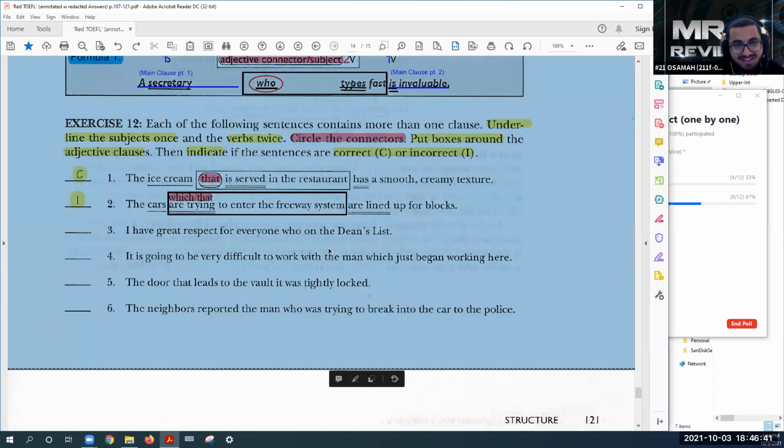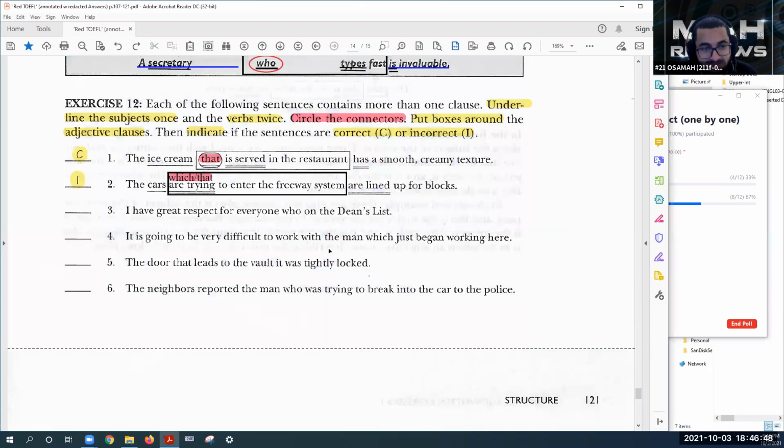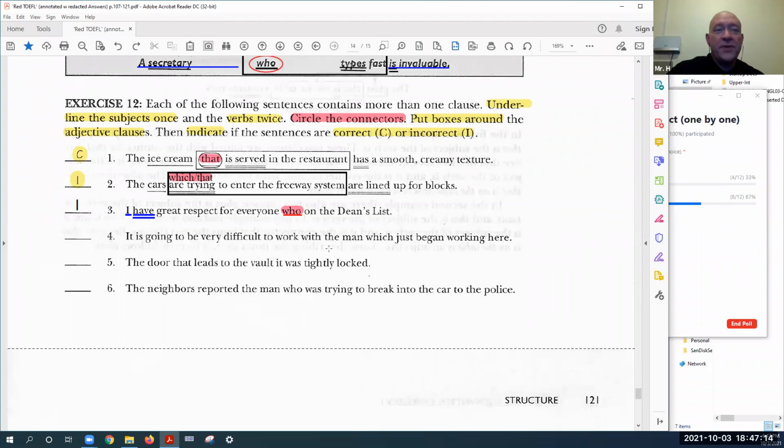It's incorrect. Start with the subjects and verbs first, okay? Yes, we have I as a first subject. And I have the first verb. And we have the connector who and the second subject. It's a subject. And here we don't have any verb. Right. Exactly. So it's incorrect. That's right. So this example is incorrect.